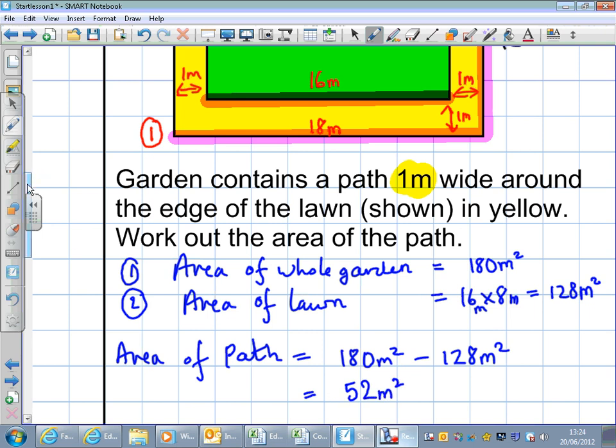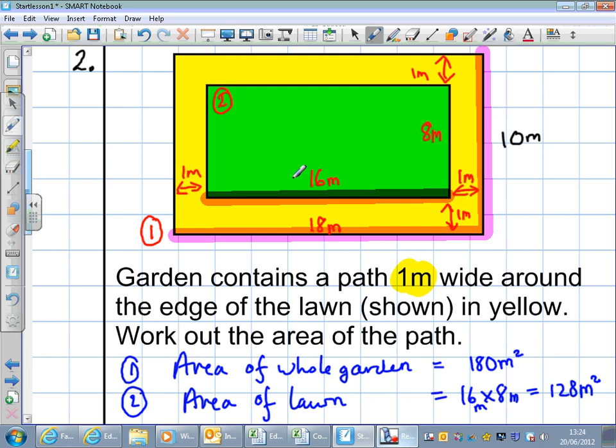So to recap, it isn't always a case of adding the simpler shapes you've broken down the problem into. In many instances, when you're trying to find what's left, it's going to be a subtraction.